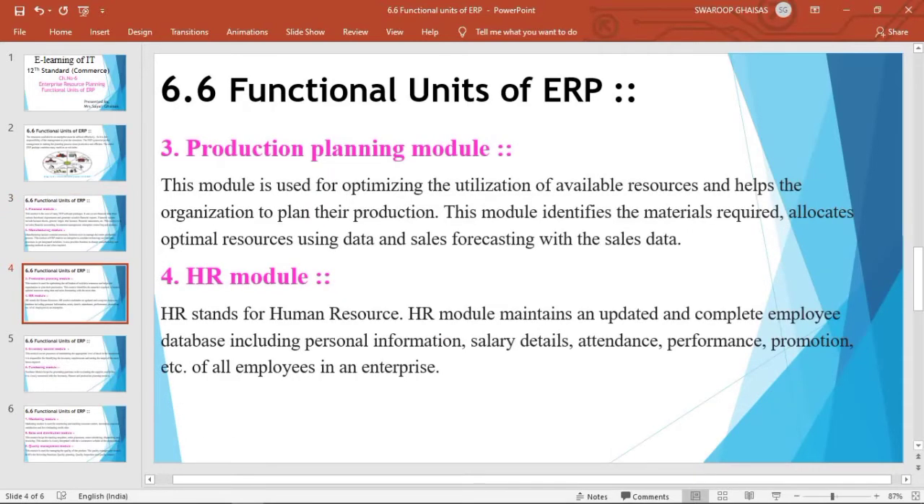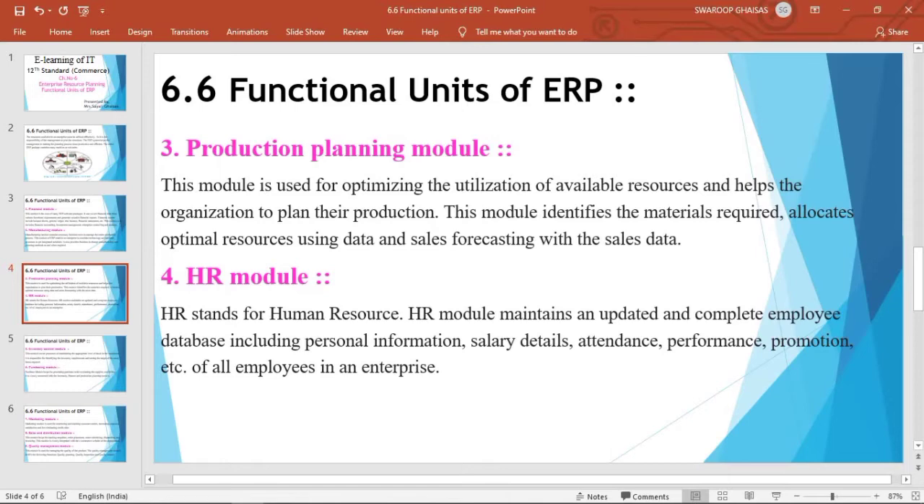Then the third one is the production planning module. This module is used for optimizing the utilization of available resources. It helps the organization to plan their production, and by planning a proper production process, they can also optimize the different available resources. Those resources can be anything like human resources, that is people, machinery, and money.